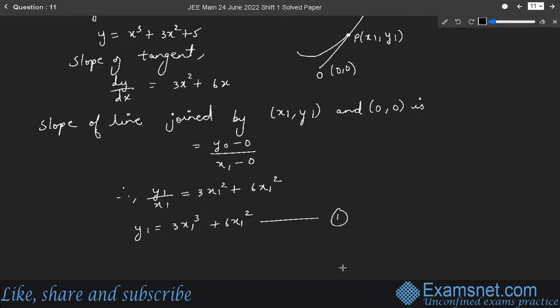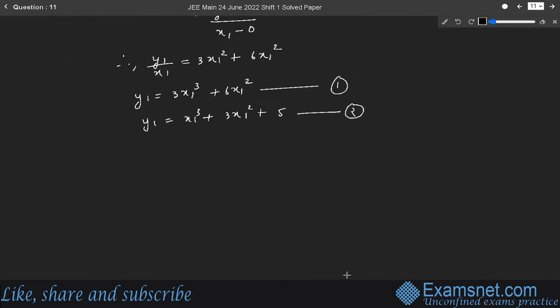We know that point (x1, y1) is on the curve. So y1 will be equal to x1 cube plus 3x1 square plus 5. Let this be equation number 2. Therefore, we can say that 3x1 cube plus 6x1 square is equal to x1 cube plus 3x1 square plus 5. Since in both the equations the LHS is equal, the RHS will also be equal. So 2x1 cube plus 3x1 square minus 5 is equal to 0.